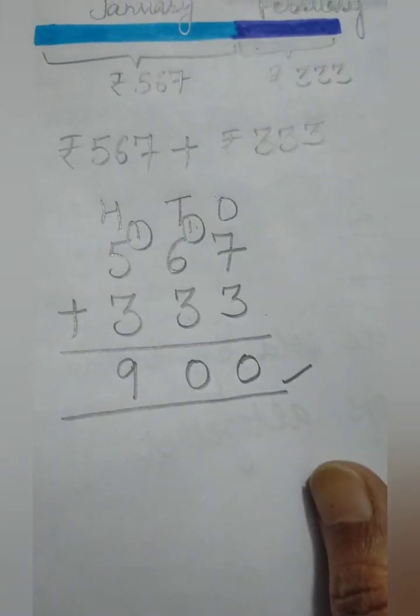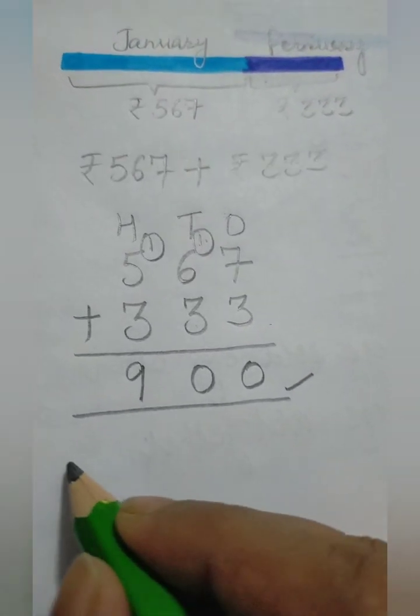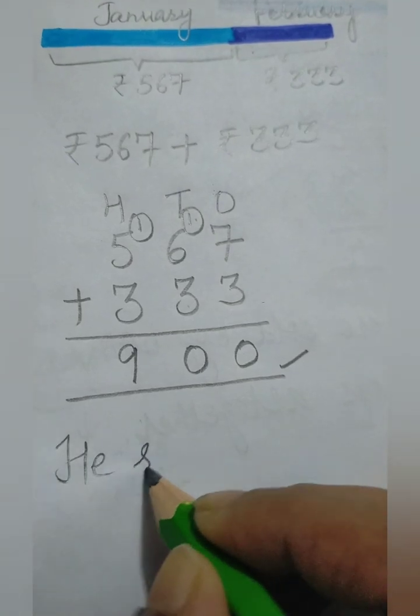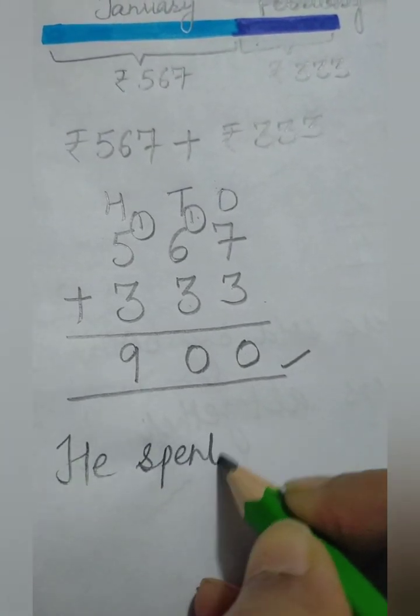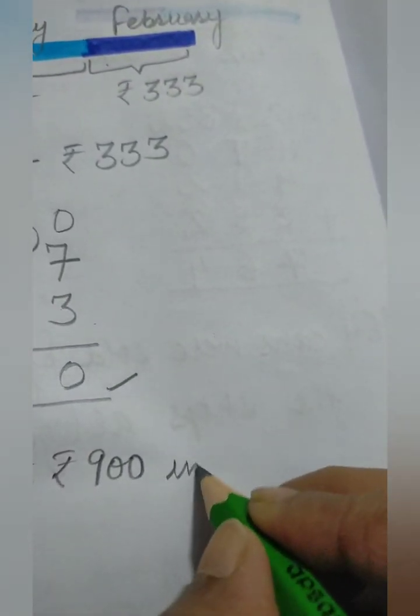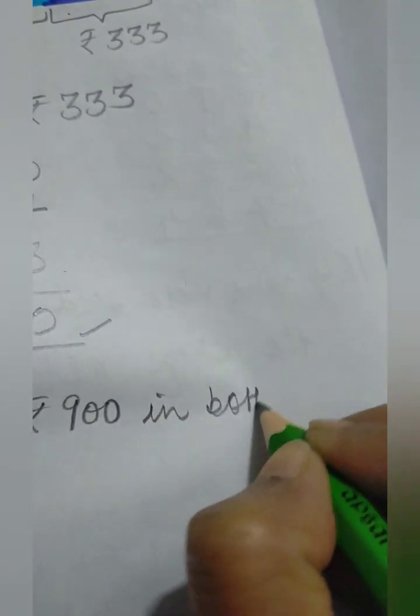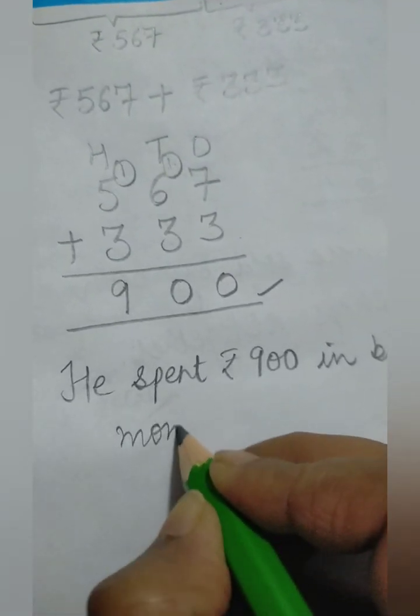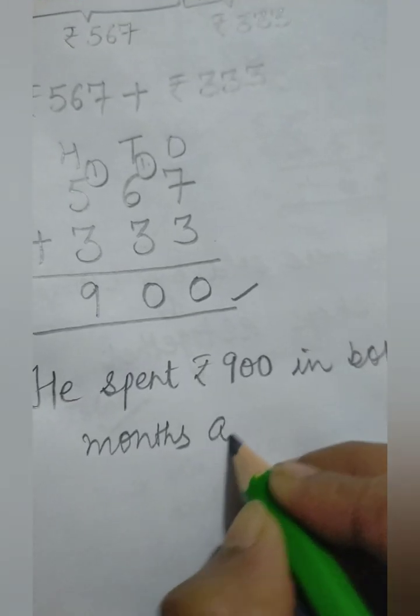So what answering statement will we write? We will write, he spent rupees 900 in both the months altogether.